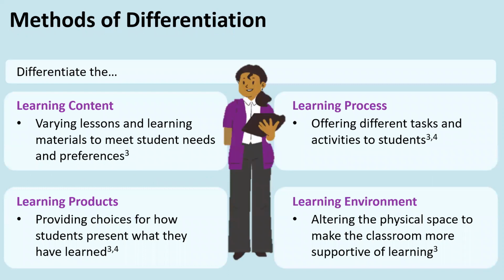Educators can differentiate the learning content by varying the lessons and learning materials to meet student needs and preferences. The process of learning can be differentiated by offering different activities and tasks to students. Learning products, or the ways in which student learning is demonstrated, can be differentiated by offering choices for how students present what they have learned with flexible assessment tools. Lastly, the learning environment itself can be differentiated to increase support with small alterations to the physical space, like offering flexible seating arrangements and different work areas.